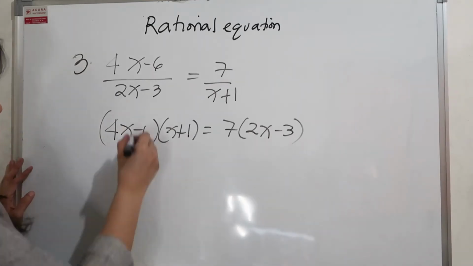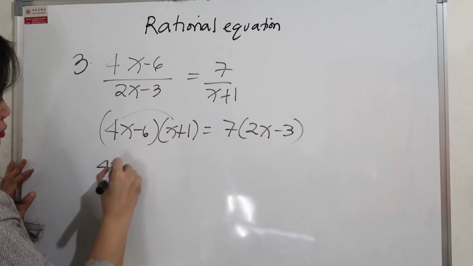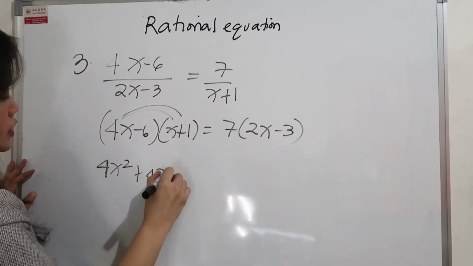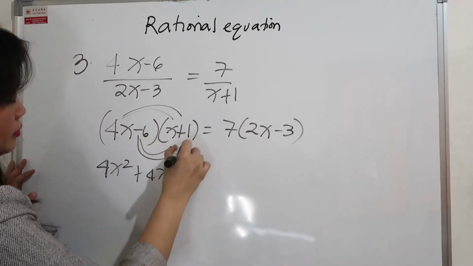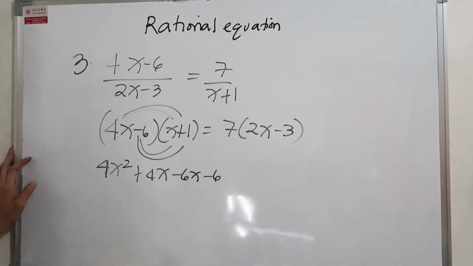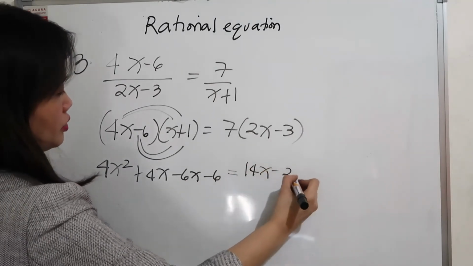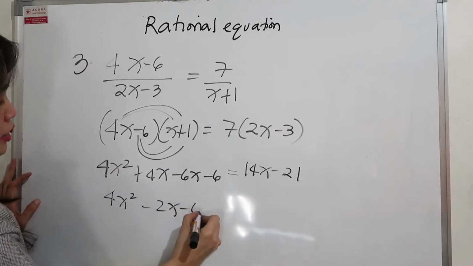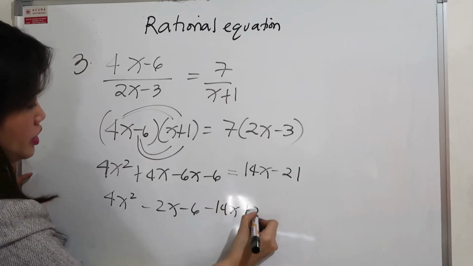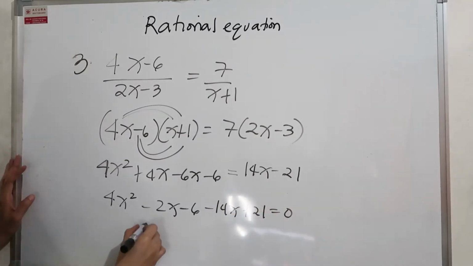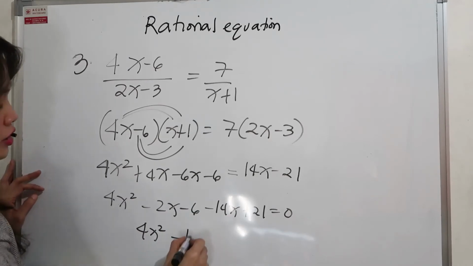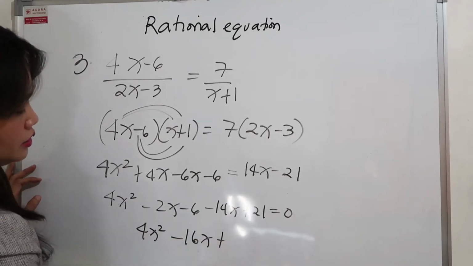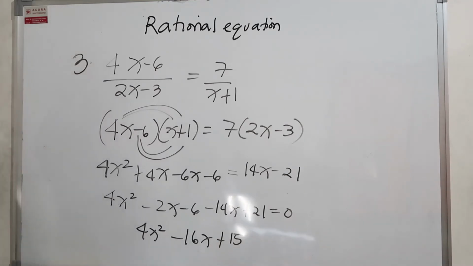Okay, so we have 4x squared plus 4x minus 6x minus 6 is equal to 14x minus 21. So simplify, so you do have 4x squared minus 2x minus 6 minus 14x plus 21 equals 0. So you do have 4x squared minus 16x plus 15 equals 0. Then what's next?